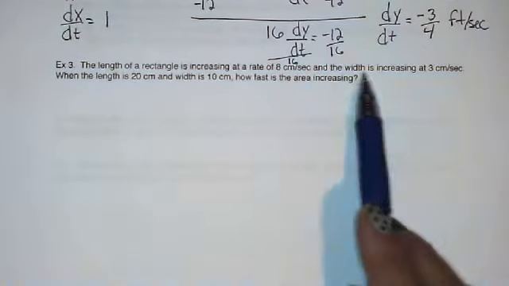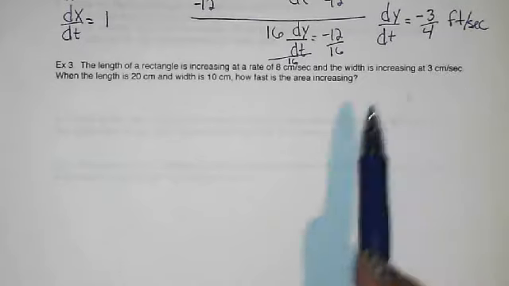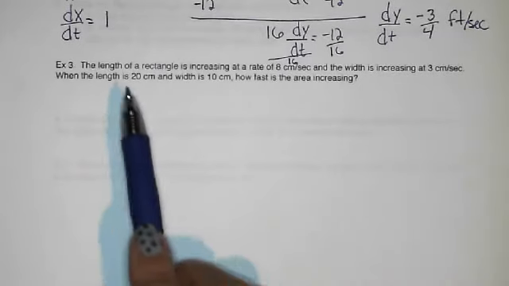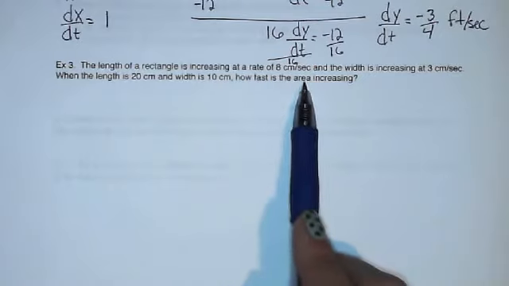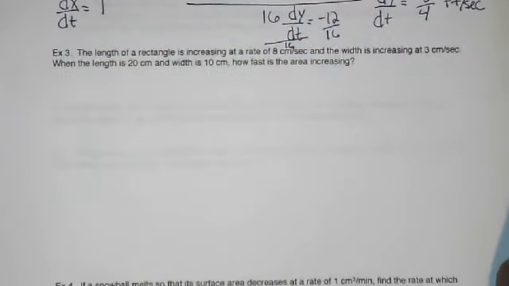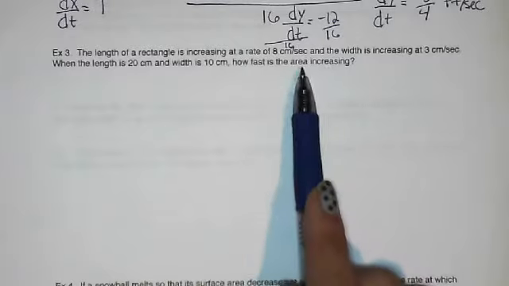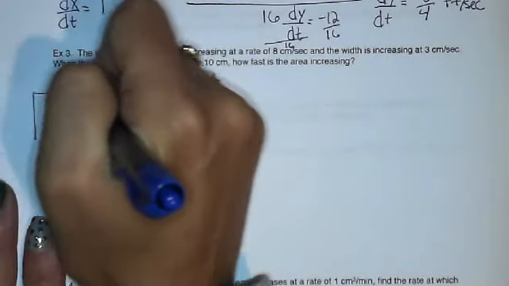Okay, try another. The length of a rectangle is increasing at a rate of 8 centimeters per second, and the width is increasing at 3 centimeters per second. So they're changing at different rates. When the length is 20 centimeters and the width is 10, how fast is the area changing?